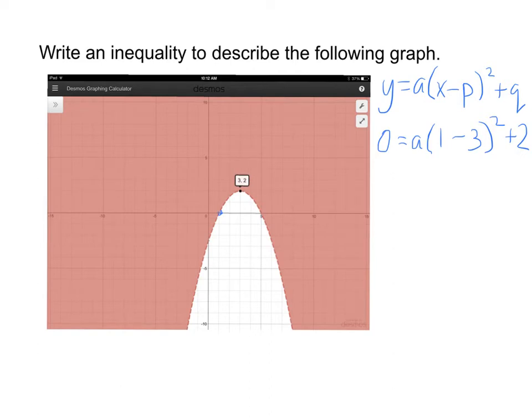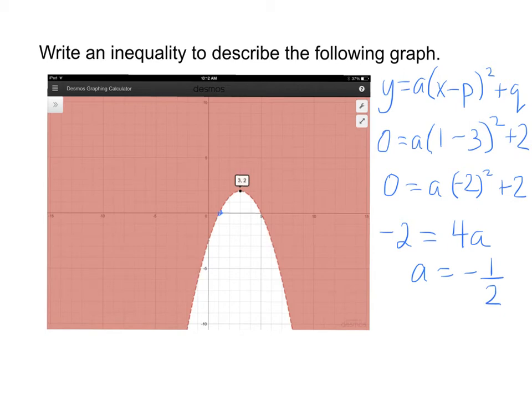And then if I simplify this, 1 minus 3, that's -2 squared. I'm going to move that 2 over, so it's -2 equals, and then -2 squared is 4, so 4a. Divide by 4 and we get a equals -2 over 4, or -1/2. So then the equation of that boundary line is y equals -1/2 (x minus 3) squared plus 2.